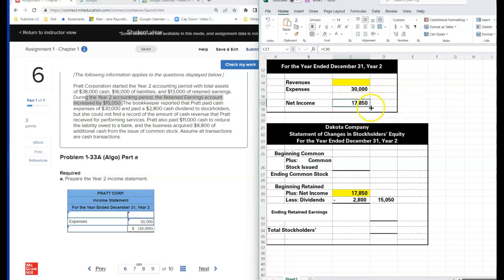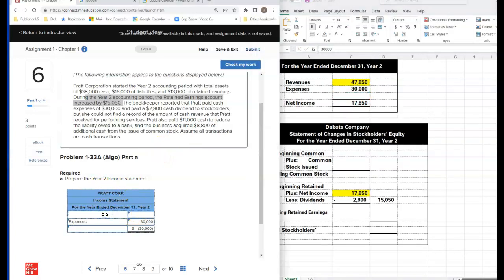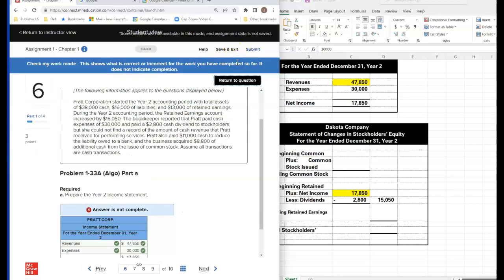Now if we go back to our income statement, we know revenues minus $30,000 equals $17,850. So here we go. If we take that plus that, $47,850. So let's try that. Our revenues are $47,850, and check my work. There we go.